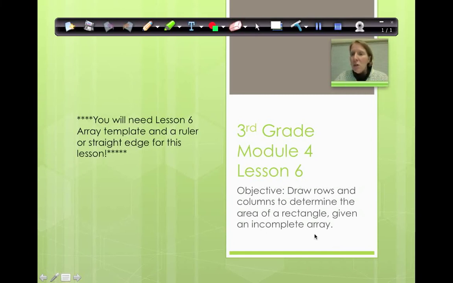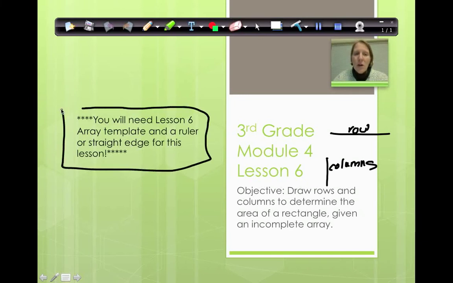Now remember which is a row and which is a column. If you remember right, the ones that go across are rows and the ones that go down are columns. Now if you notice, we have something new here.